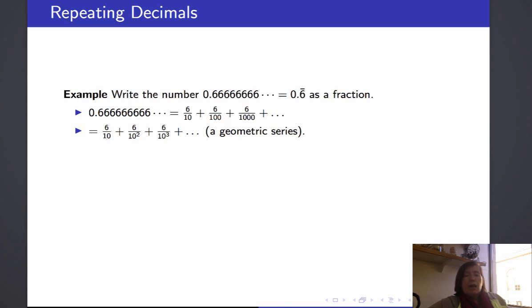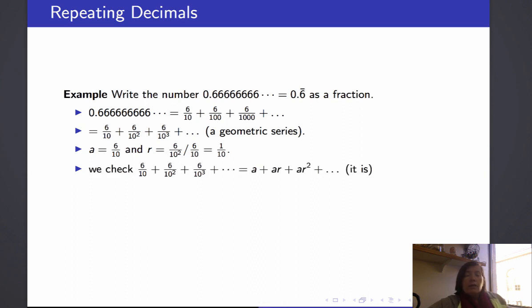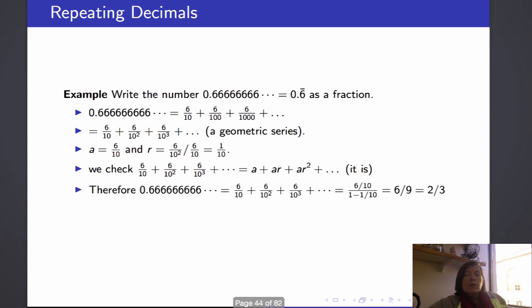So we have 6 over 10 plus 6 over 10 squared plus 6 over 10 cubed. And the a is the first term, which is 6 over 10. The r is the second term over the first, which is 1 over 10. And the sum of this series is equal to a over 1 minus r, which is 6 over 10 over 1 minus 1 over 10. This is 2/3, which is something you probably already knew, but perhaps you didn't know exactly how to calculate it.